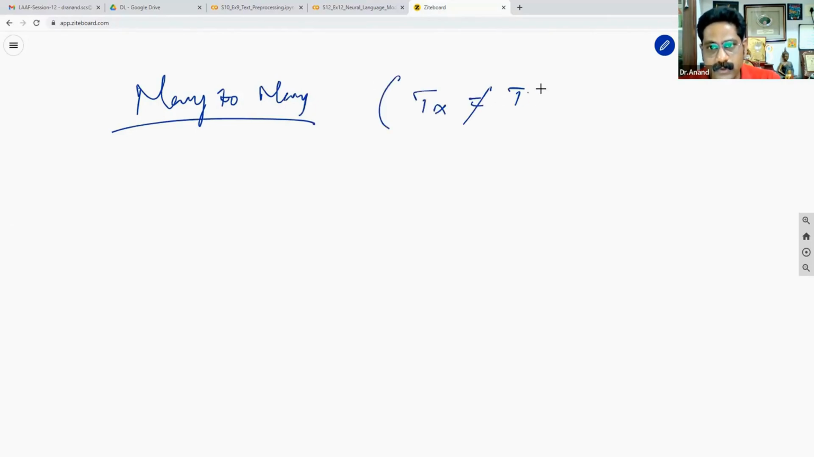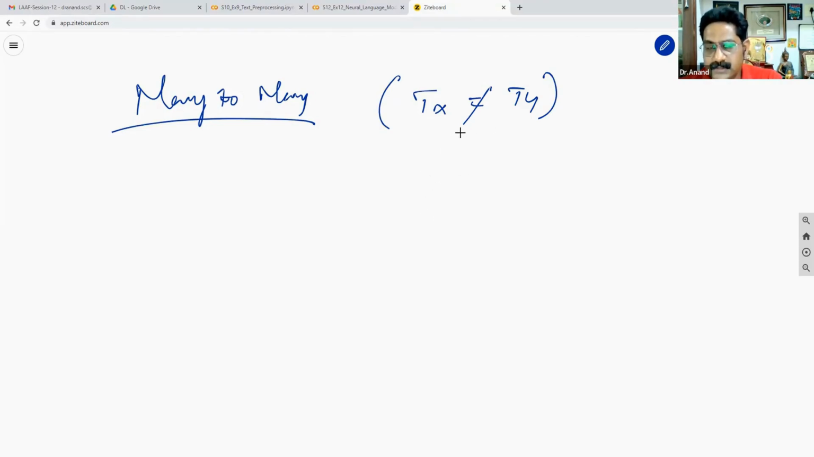One final special case is there: many to many where tx is not equal to ty. Here I'm saying tx is not equal to ty, but not in the context of length alone. Don't focus only on the length. Apart from the length, of course, you can do the padding and make the lengths equal. That's not a big deal.